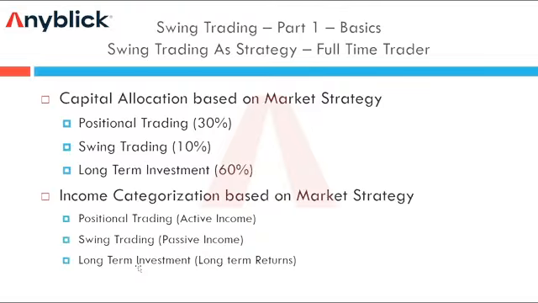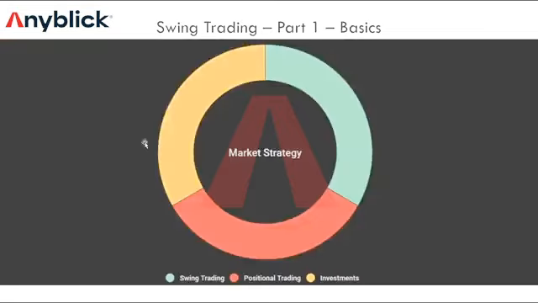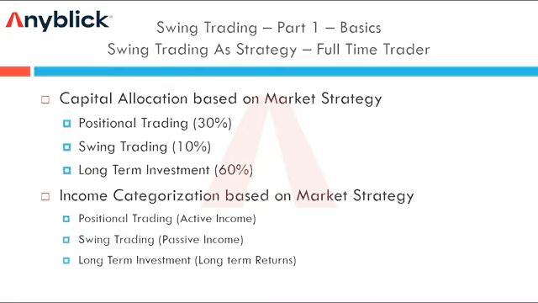So I'll just come to asset allocation when it comes to market strategy. This is the sort of asset allocation that I follow. I had shown in the previous slide that my market strategy comprises swing trading, positional trading, and investment. The way I divide my capital is that I allocate about 10% capital to swing trading. Then I allocate about 30% capital to positional trading. And for long-term investments, I allocate 60% of my money, right?